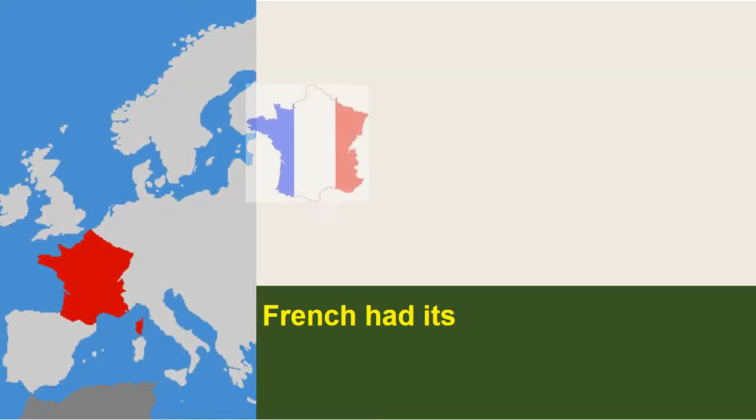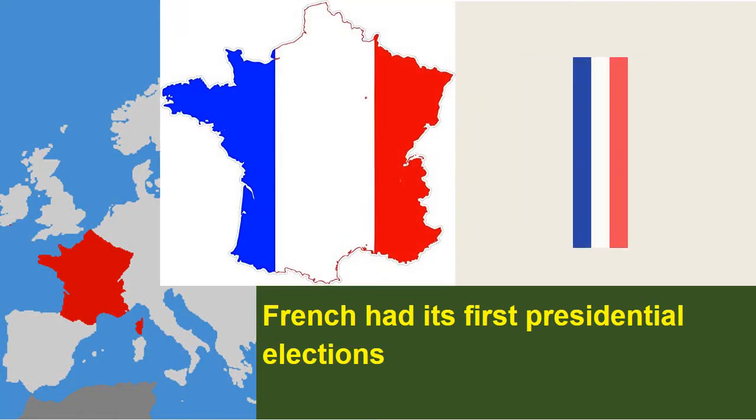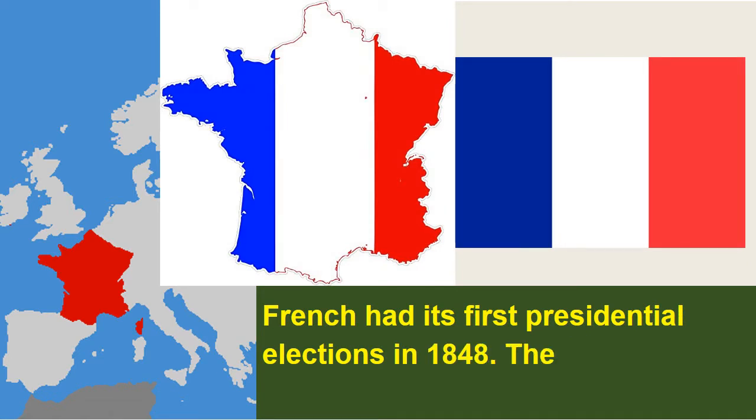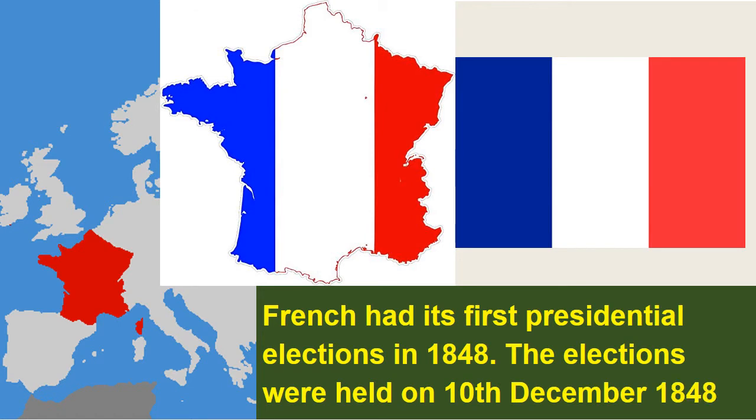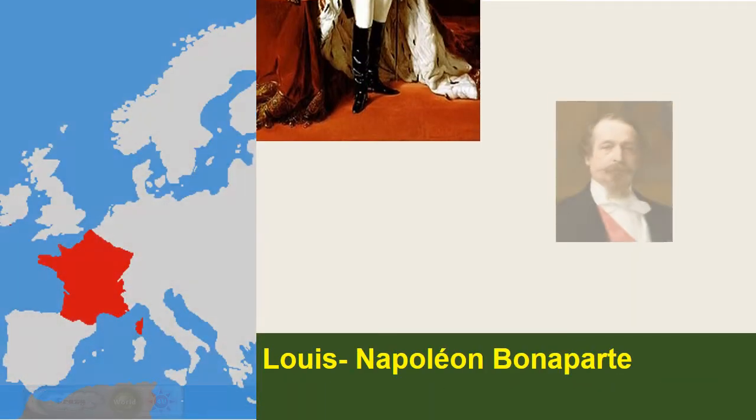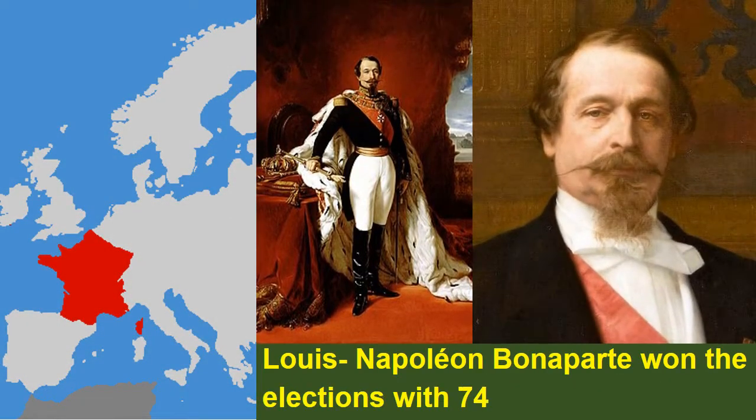French had its first presidential elections in 1848. The elections were held on 10th of December 1848. Louis Napoleon Bonaparte won the elections with 74% of votes.